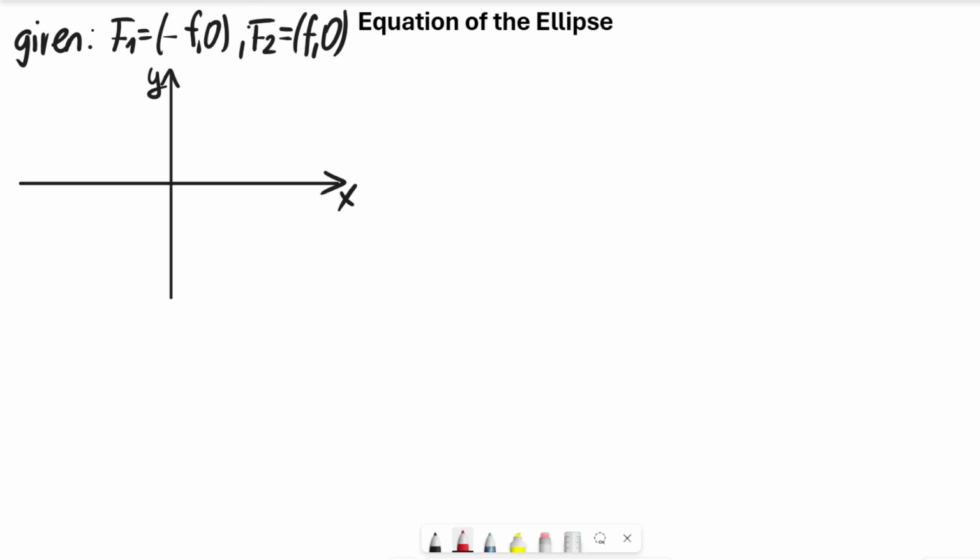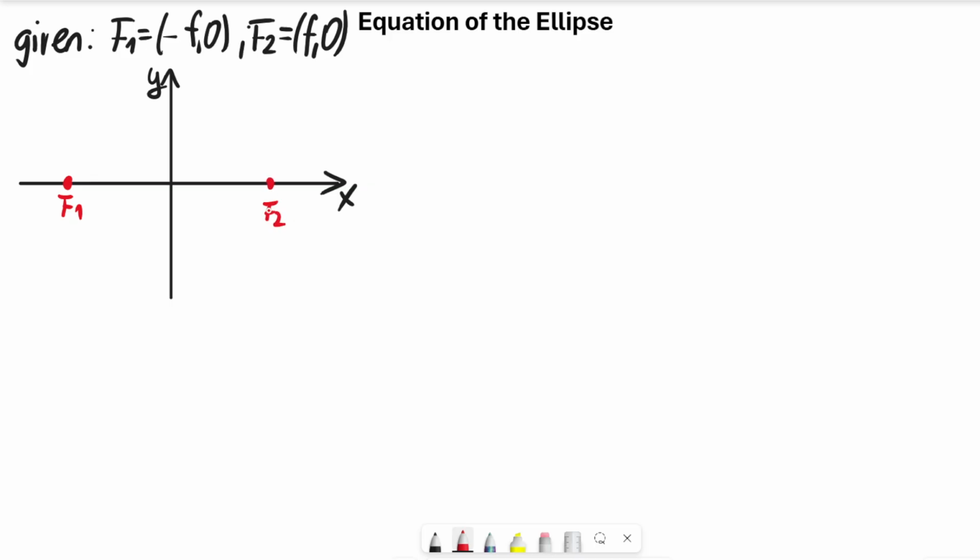Welcome. Today's topic is the derivation of the equation of an ellipse from its definition. So, what is given? Given are two points on the x-axis, symmetric with respect to the y-axis. We say F1 is minus f, 0 and F2 is then plus f, 0. We sketch these two points here in the xy coordinate system. So the F1 point is here and the F2 point is here.